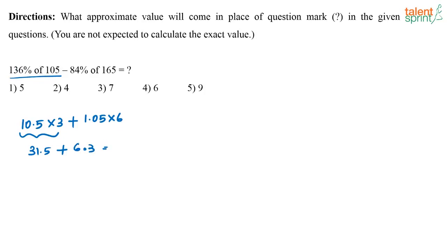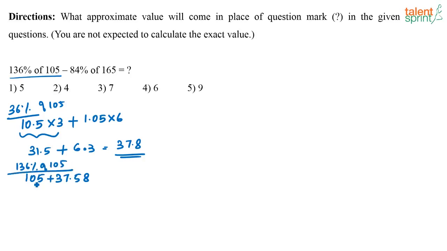So what is going to be 136 percentage of 105, which is nothing but 31.5 plus 6.3, which is going to be 37.8. So this is 36 percentage. I just found out what is 36 percentage of 105, right? That is how you calculate that. Now what are they asking? They are asking 136 percentage of 105. So that is nothing but 105 plus 37.8. So 136 percentage of 105 is 105 plus 37.8, which is equal to 142.8. Right?